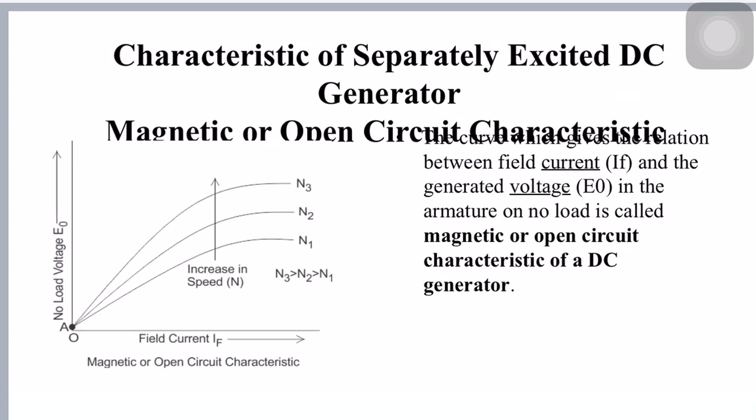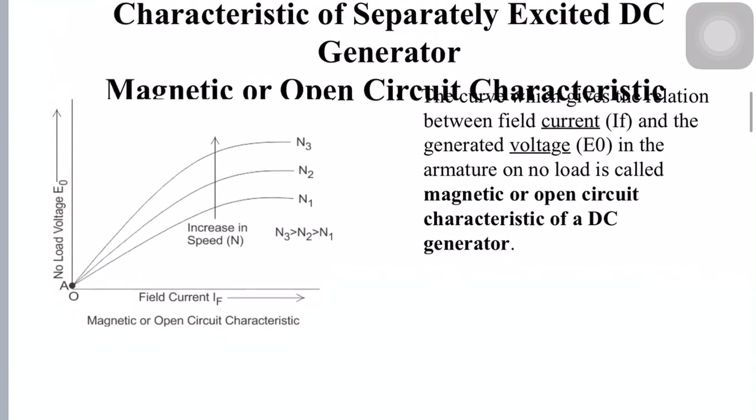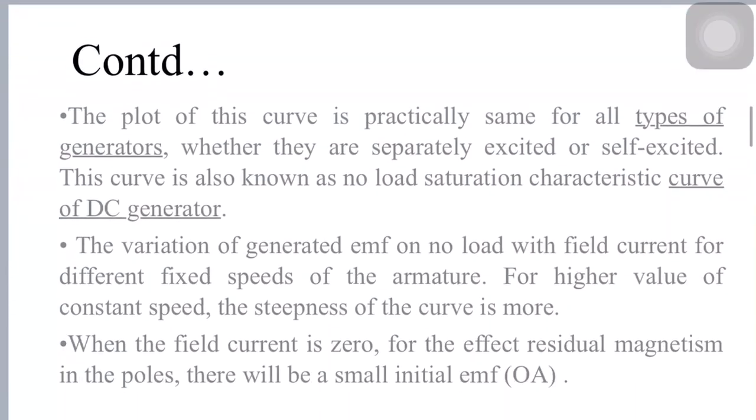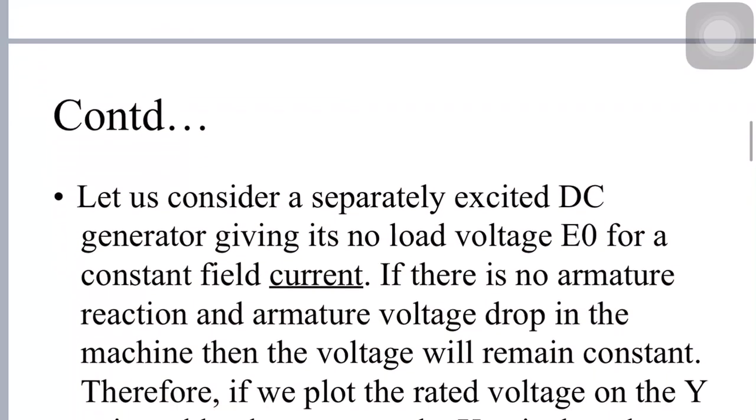So we have to consider the reluctance of iron also, so the curve deviates from the linear relationship. After this the magnetic saturation of poles begins, and this no load EMF comes to the final level. Okay, this is about the magnetic or open circuit characteristics of DC generator.